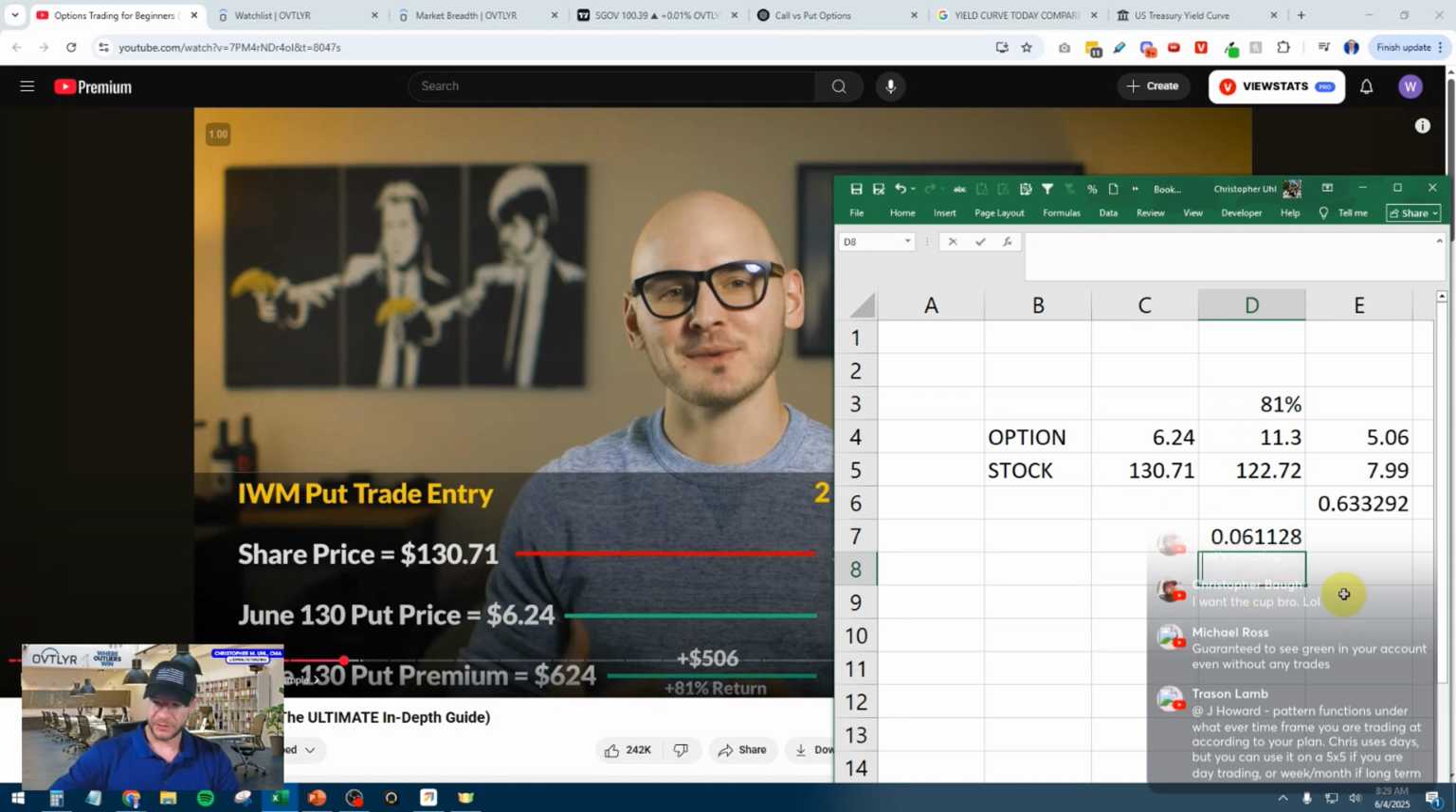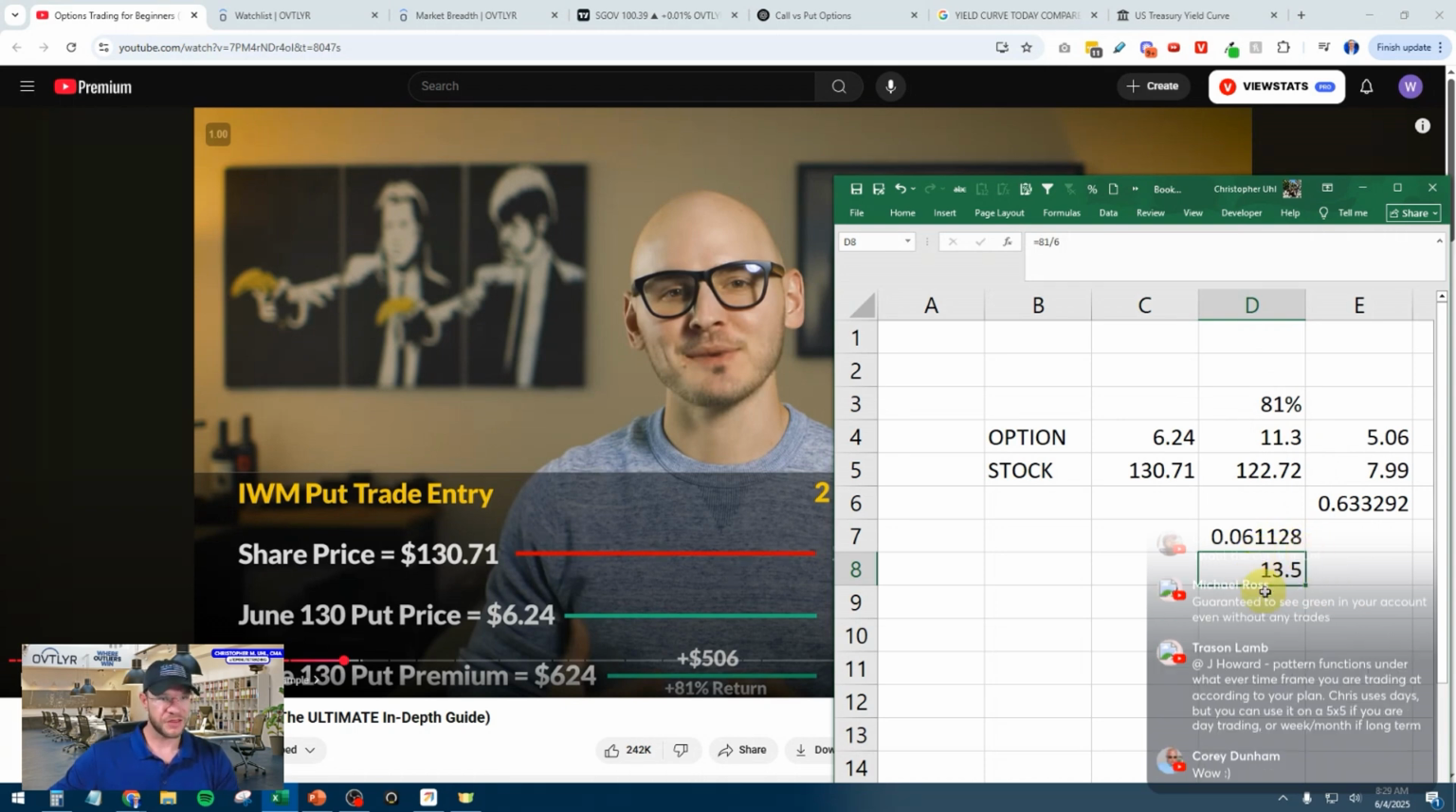Meaning we had this divided by this. No, that wasn't right. Equals 81 divided by 6. 13 times higher. 13 times higher return by buying the option. The underlying stock did what the underlying stock was going to do, and we got paid 13 times more for doing that. Isn't that cool?